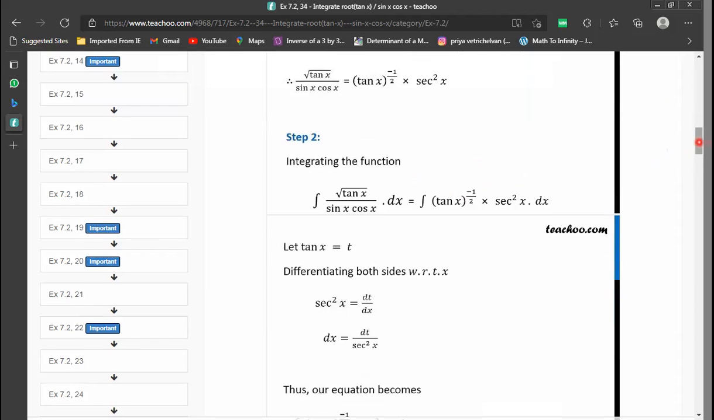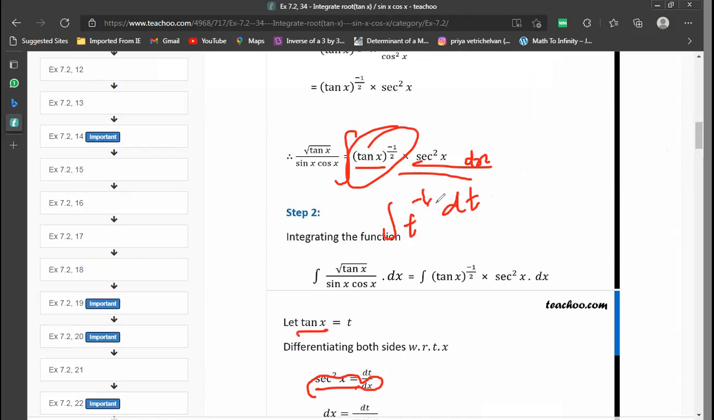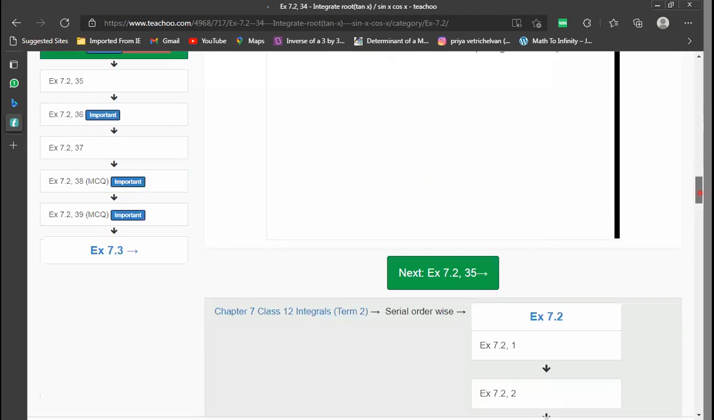So now we are going to use the substitution rule. We are taking tan x as t, and the differentiation of tan x is nothing but secant square x. So secant square x dx can be written as dt. So just change this into dt. And this will turn into t power minus 1 by 2. You know how to proceed after this. Clear?